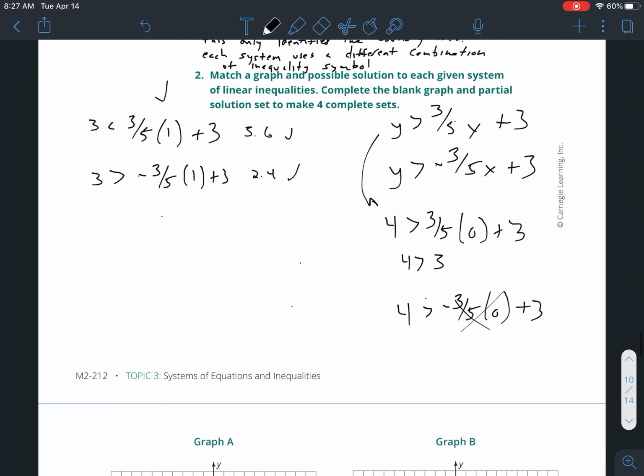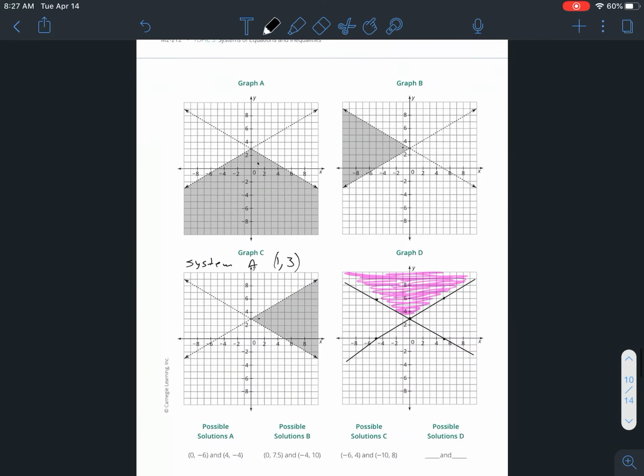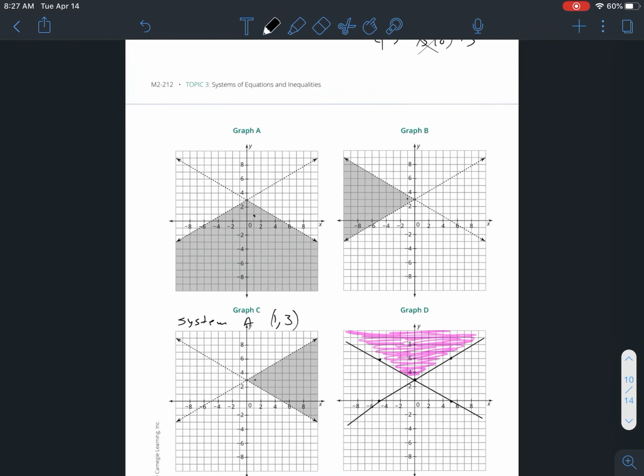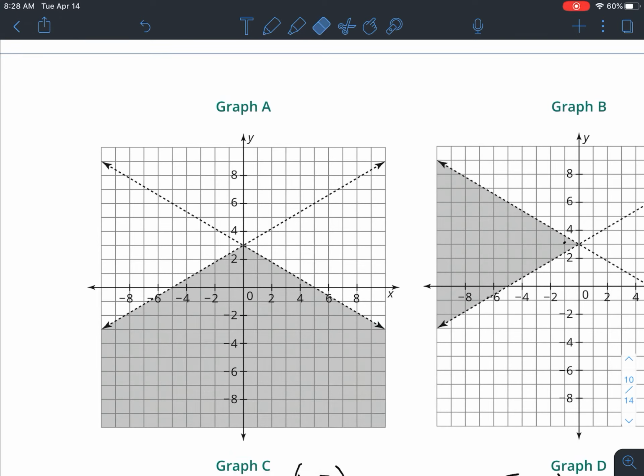Okay, so now let's look at our next 2. So let's look at system C, which is y is greater than 3/5 x plus 3. Y is less than negative 3/5 x plus 3. Okay, so let's look at graph A, since we haven't done that one yet. Okay, so actually graph D would be system B. So graph A, let's just pick a point. Let's go with 1, 1 again. Okay, we'll just stick with the same thing.